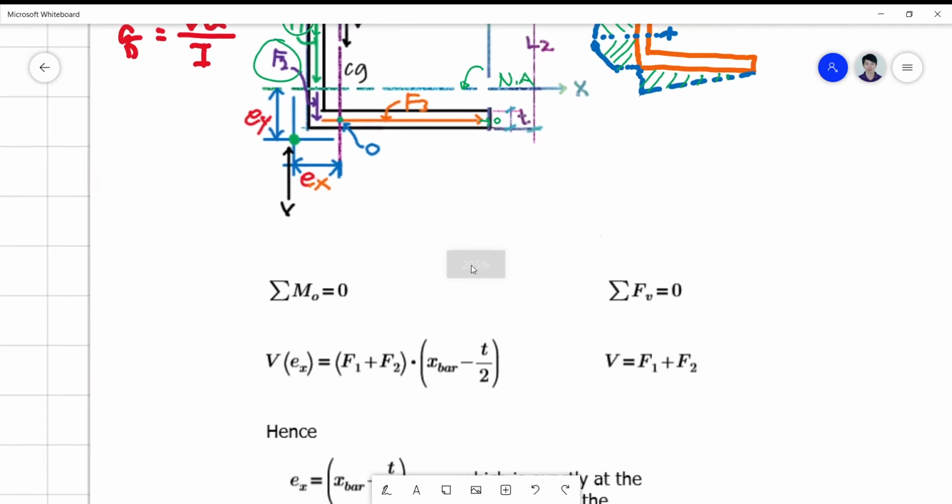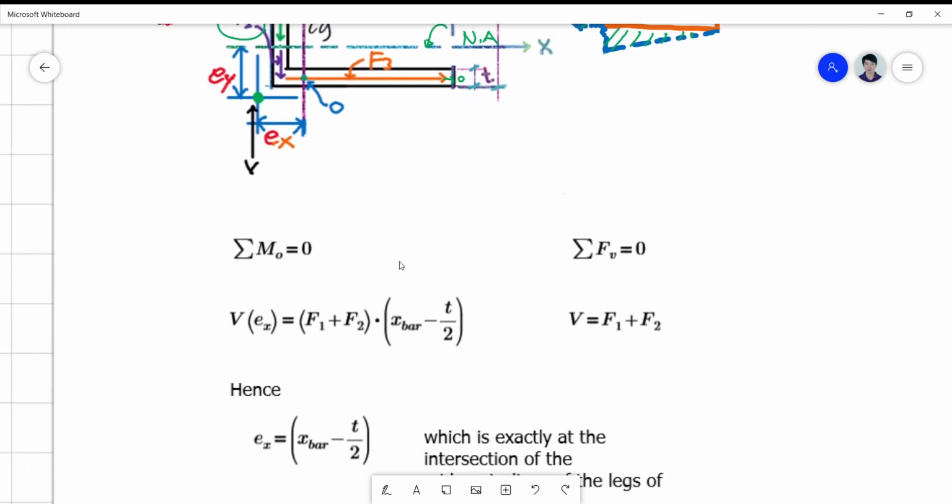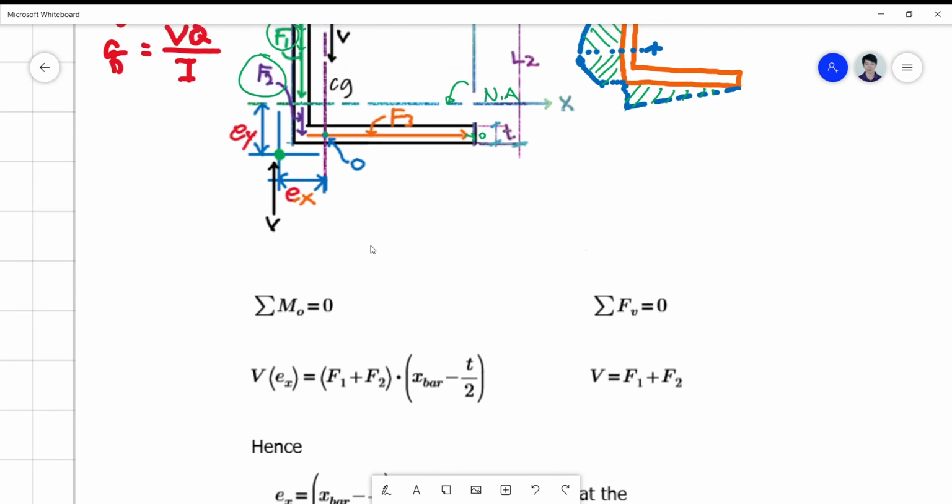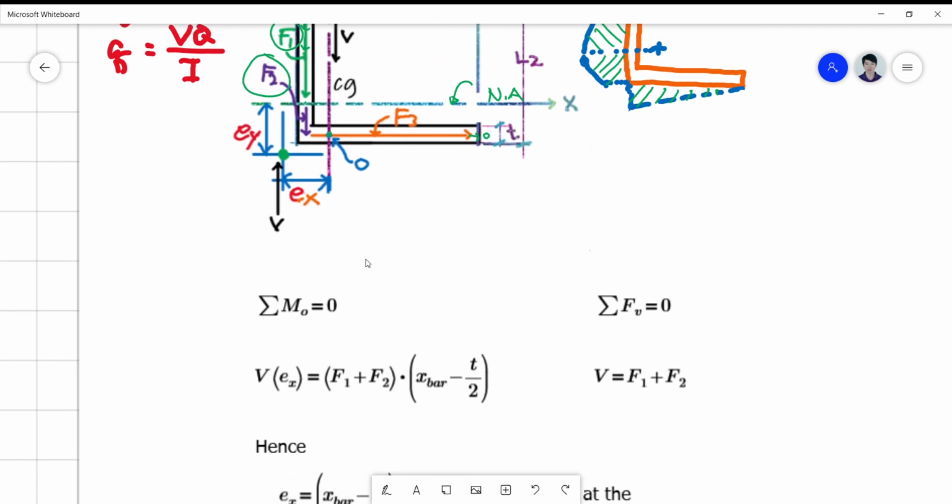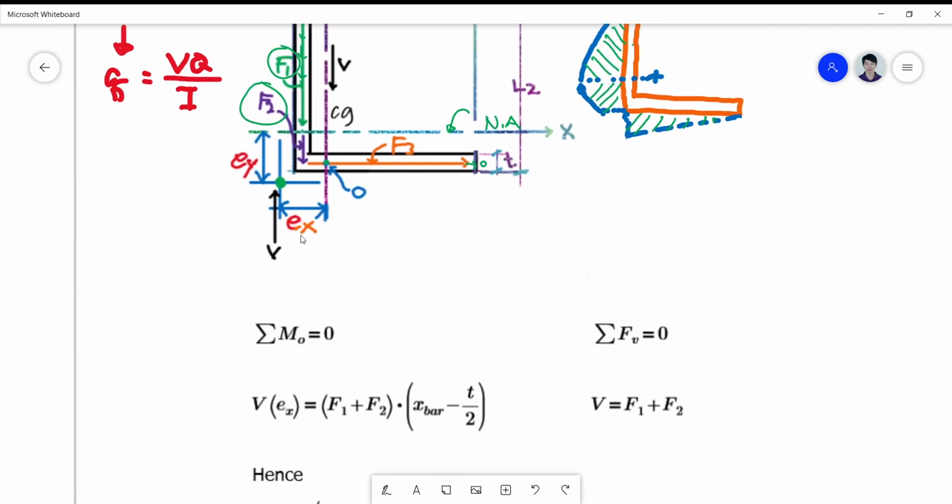Taking now the summation of moment equals 0 at point O, then we have V times e_x is equal to simply F1 and F2, you just add them, multiplied by x bar minus what?